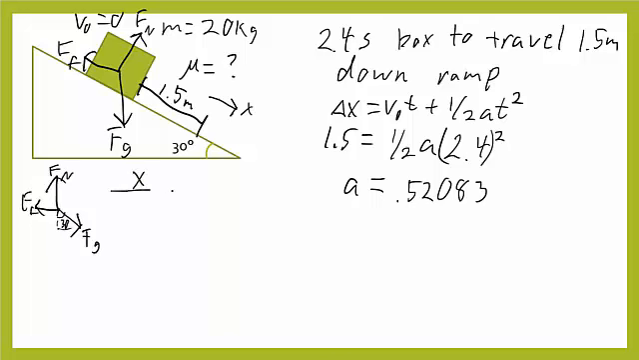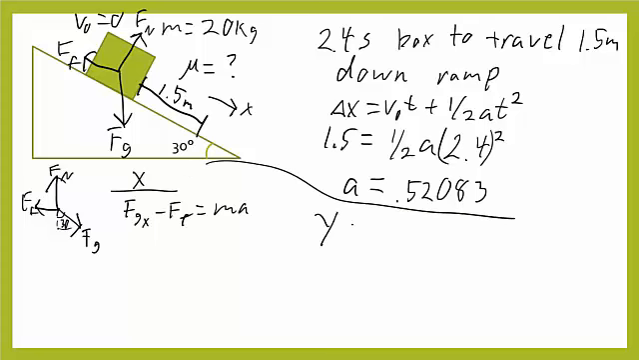In the x direction, just like before, I've got the x component of gravity minus friction equals ma. In the y direction, I have normal force equals the y component of gravity. This time we're actually going to need this. So let's see where we can go from here.